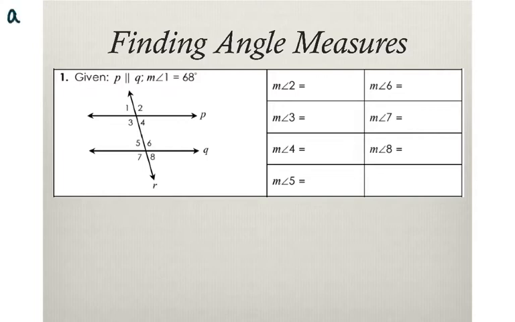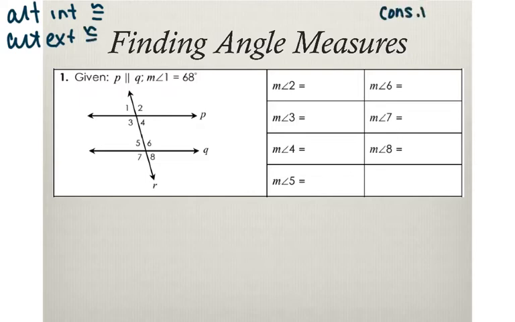So we have the alternate interior, which end up being congruent. You have alternate exterior, which again are congruent to one another. You have consecutive interior, which are supplementary. And then you have corresponding, which are congruent. Okay? So we're going to be needing to know that.